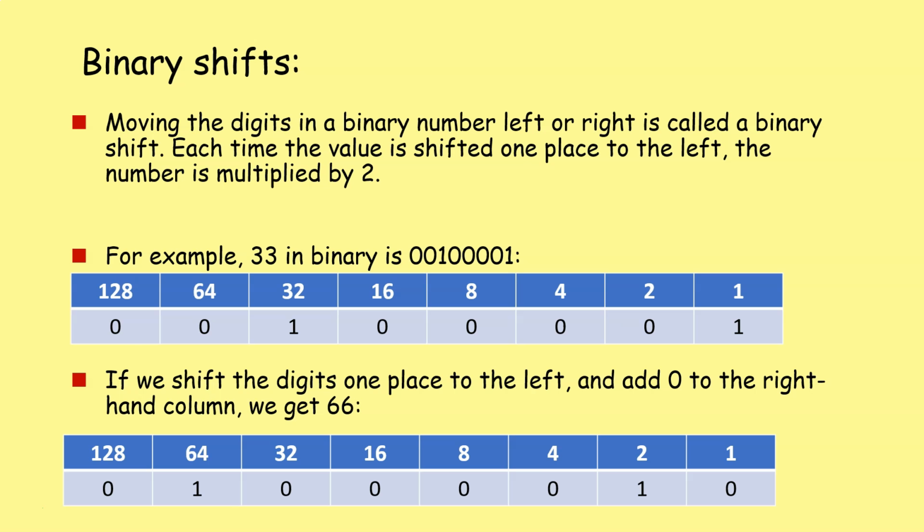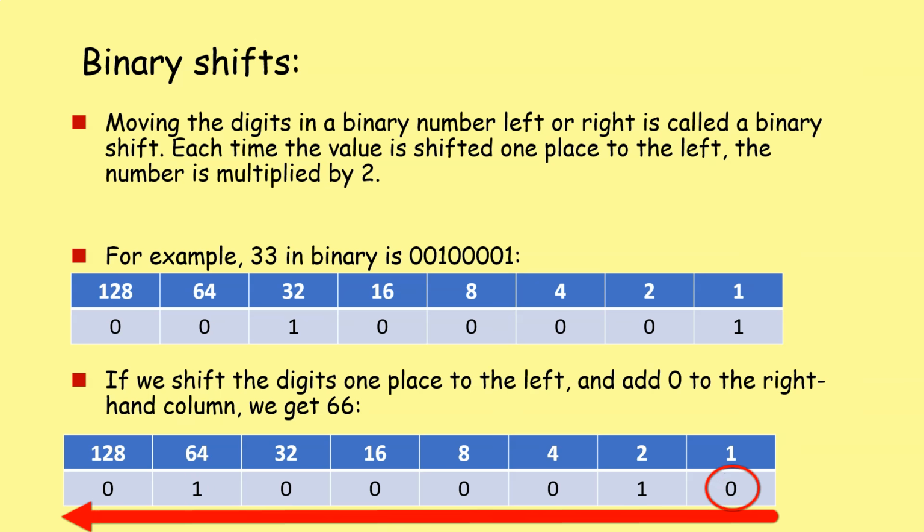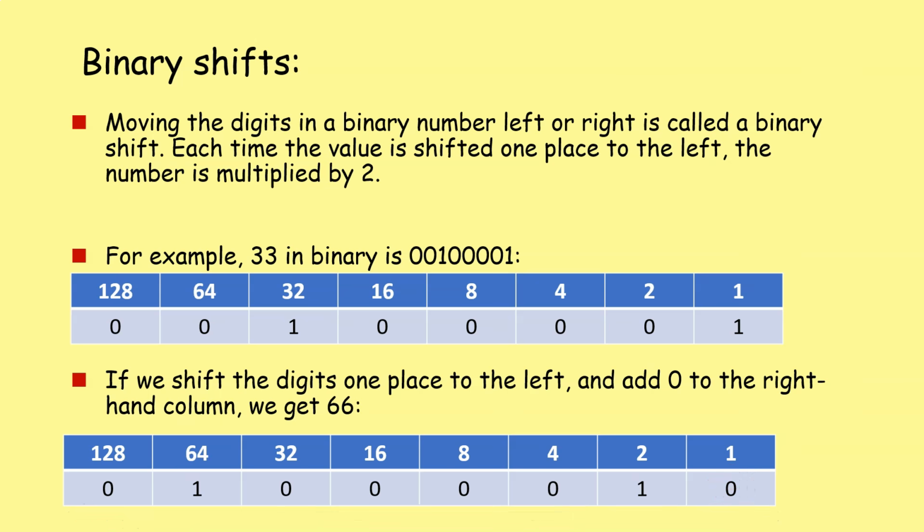Moving the digits in a binary number left or right is called a binary shift. For example, each time the value is shifted one place to the left, the number is multiplied by 2. So for example, if we have the number 33 in binary, that is 0010001. Put that in our table. Yep, that's 33. We've got a 32, we've got a 1, no problem. But if we shift that one place to the left and add a 0 to the right-hand column just to fill it up, we get 66 because it's 01000010. We have a 64, we have a 2, 66. So you can see, shifting it one place to the left multiplies it by 2.